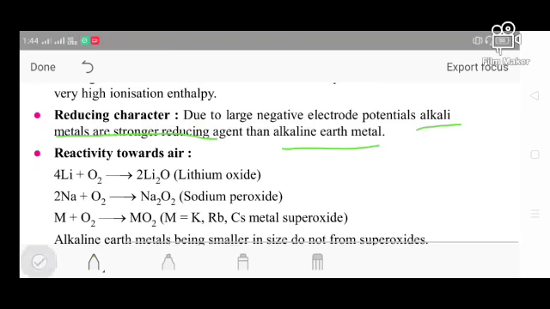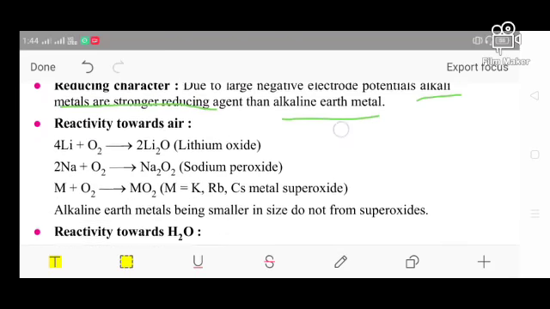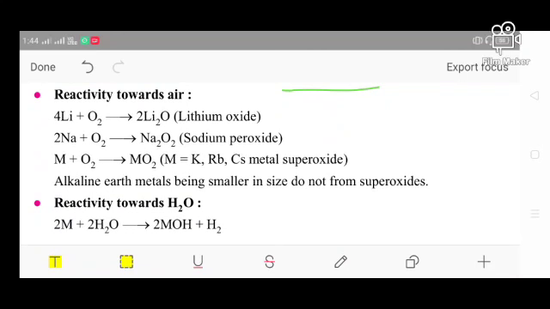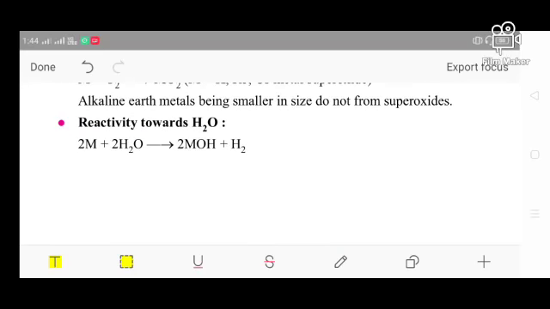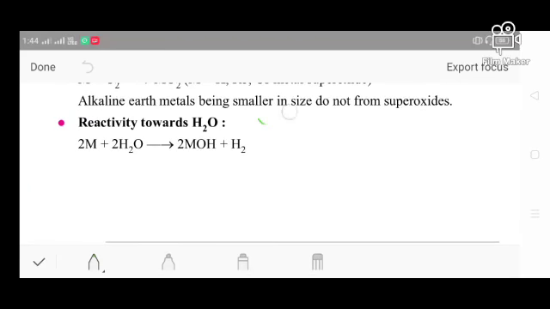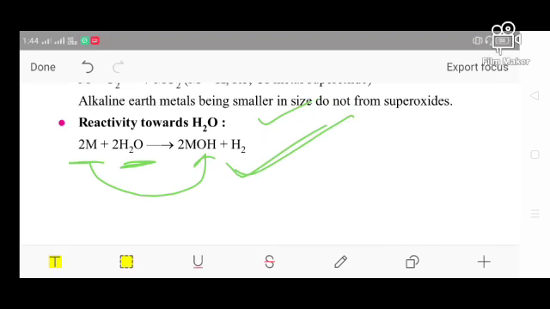Next, we come to the next point, reactivity towards air. Whenever lithium, sodium or magnesium, whatever the s-block element it is, comes across oxygen, it is converted into its oxide very quickly. After that, reactivity with water. Whenever a metal reacts with a water molecule, it is converted into its hydroxide very quickly and hydrogen gas is released as a byproduct. It is a general idea.